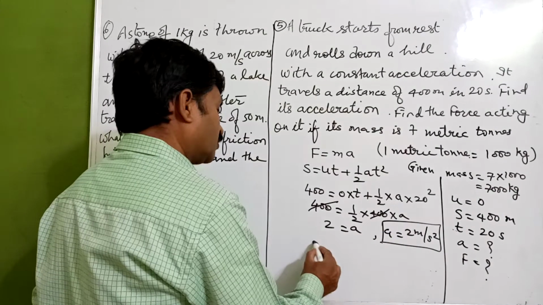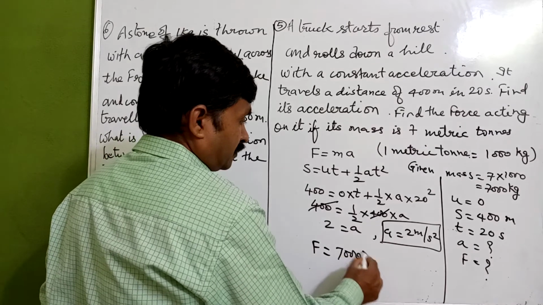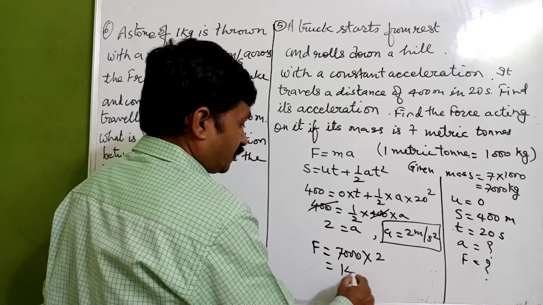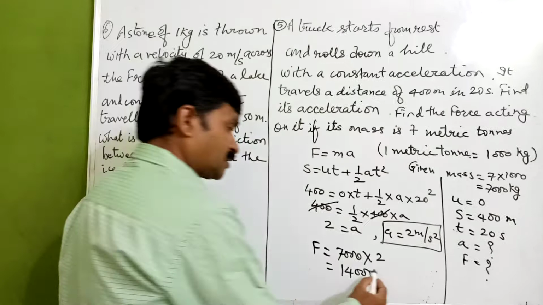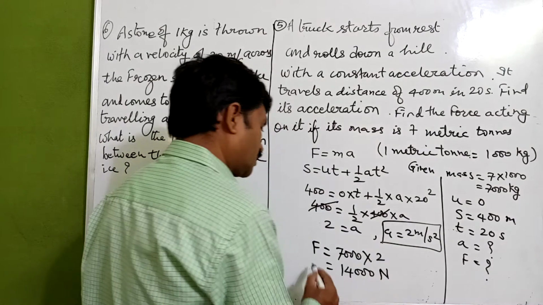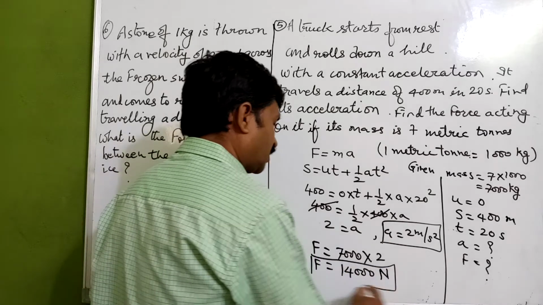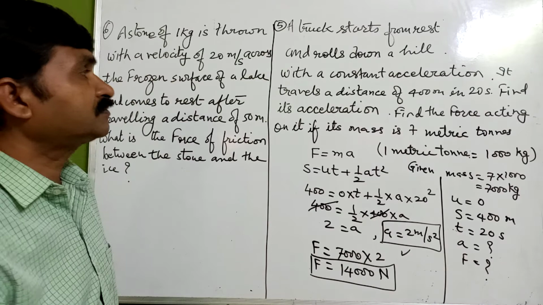Now we know force is equal to mass into acceleration. Mass is given to us, 7000 into 2 meter per second square. So it is going to be 14,000. The force की unit Newton है, SI unit Newton है. This is the answer for the force: 14,000 Newton, and the acceleration which we have determined.